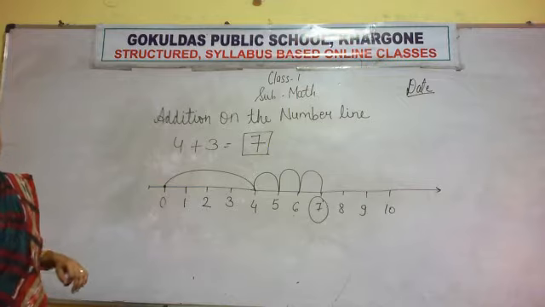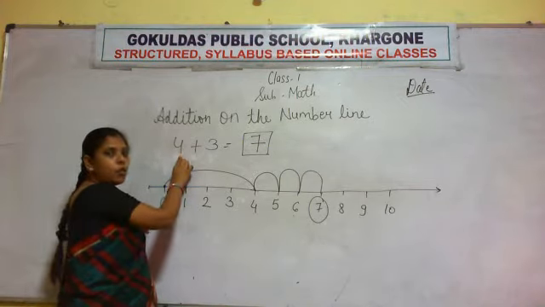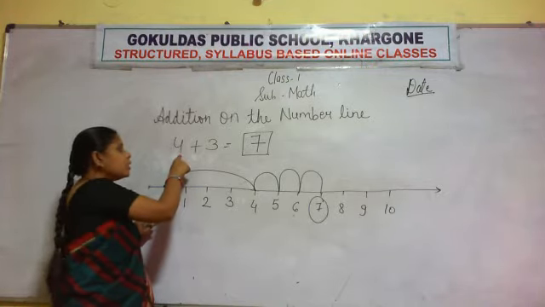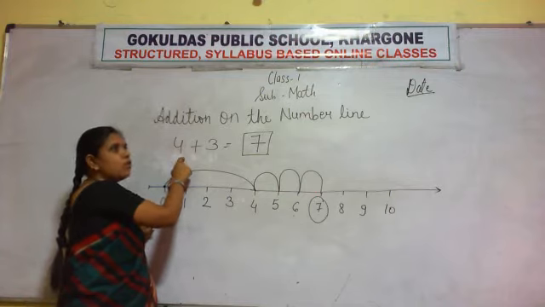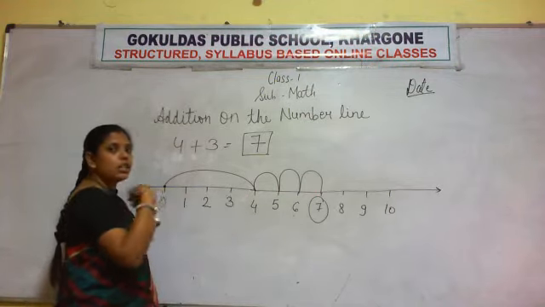Once again I am explaining to you. So look at the board. What is the first number here? 4. So what is our first step? We have to jump from 0 to the first given number. So the first given number is 4. So we jump from 0 to 4. Okay. Now what is our next step?